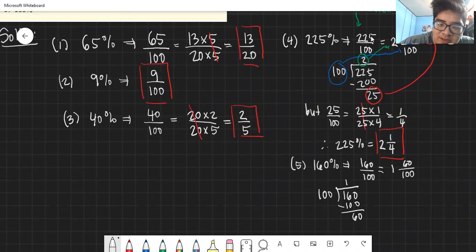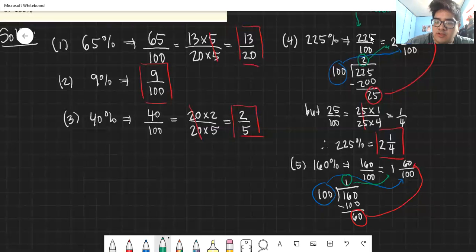Diba, ganun lang yun basically. Kung ano ang remainder, yun yung numerator. Kung ano yung divisor, yun yung denominator. Kung ano yung remainder, yun yung whole number. Okay? So, ganun lang yun, diba?